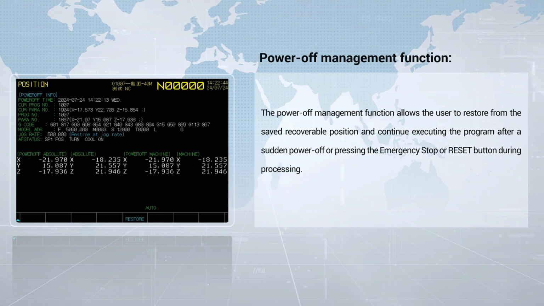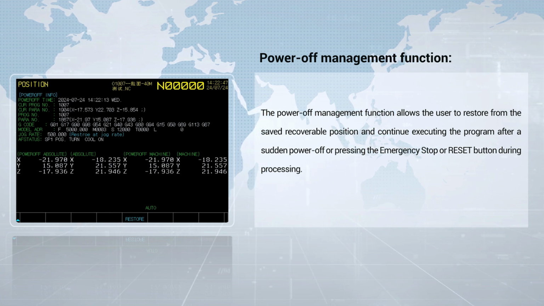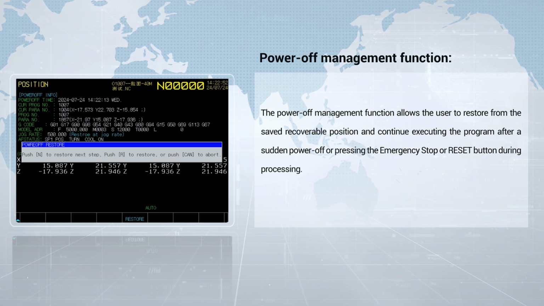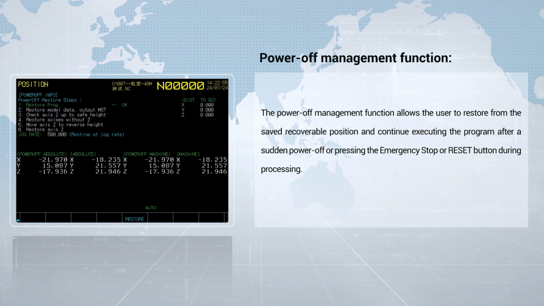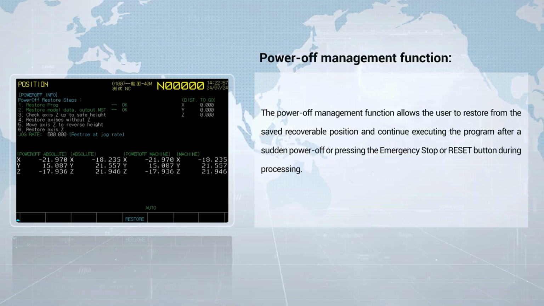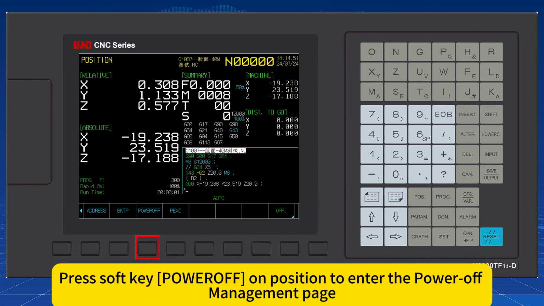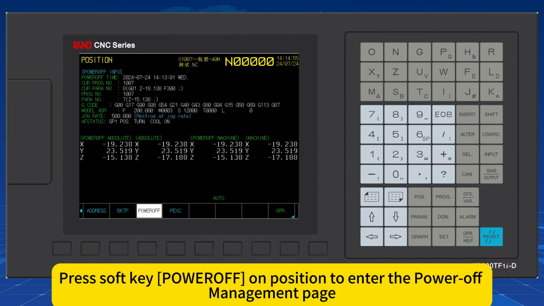The power off management function allows the user to restore from the saved recoverable position and continue executing the program after a sudden power off or pressing the emergency stop or reset button during processing. Power off management subscreen. Press soft key power off on position to enter the power off management page.